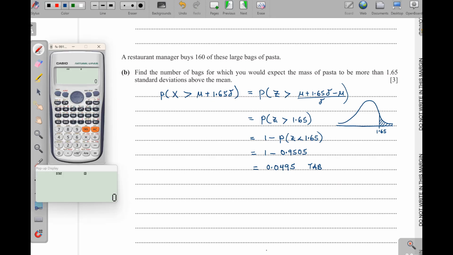Remember, my STAT is still on the calculator. So if it is there, then I can just proceed with SHIFT, then STAT. Distribution is 5. And then we have, this is greater than. So for greater than, then I'll just put 3. That is for R. Then I put 1.65. You see what I get? 0.049472.